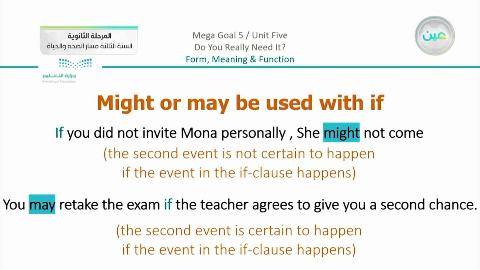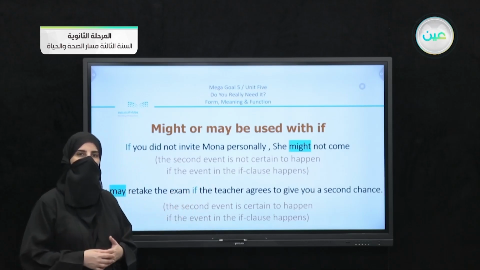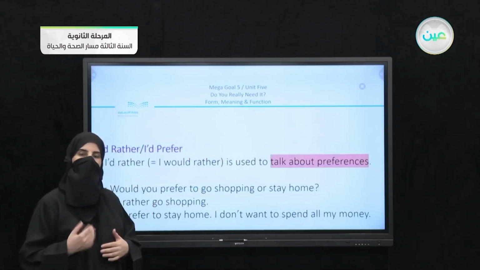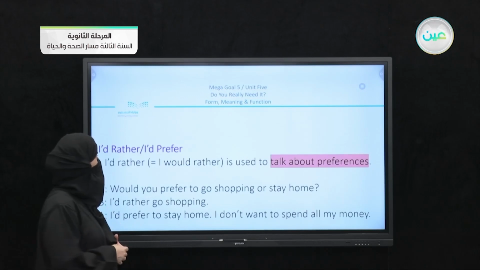So you can see that there is the condition in if the teacher gives you a second chance, and of course there is the possibility for something to happen. Now we can see that you may retake gives a positive meaning that something will occur, and she might not come gives a negative meaning that something will not happen. So we have here the two modals, might and may, that can be used with the if clauses, or the if sentences in general.